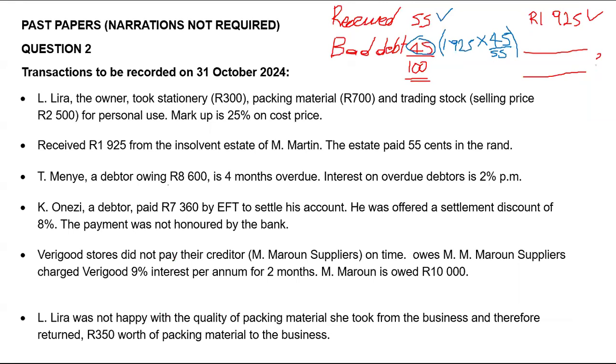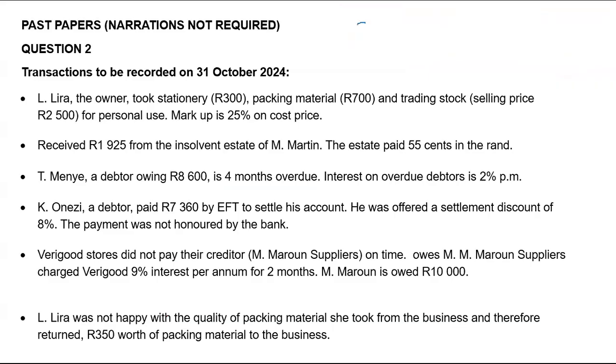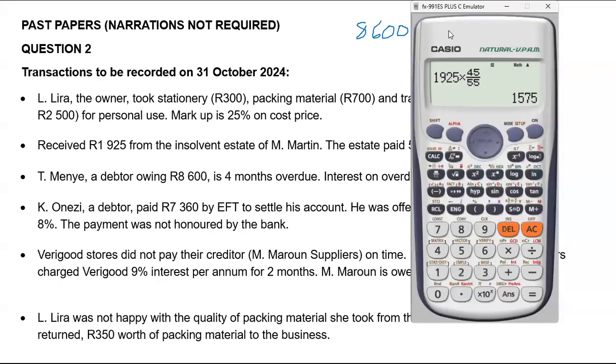T Menye, a debtor owing 8,600, is 4 months overdue. Interest on overdue debtors is 2% per month. So T Menye is owing us 8,600. We will multiply it by 2% and then multiply by the number of months overdue, which is 4. How much does this give us? It'll be 8,600 times 2% times 4. It gives us 688.